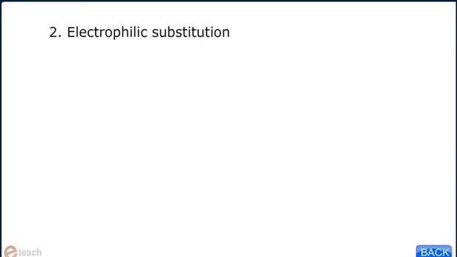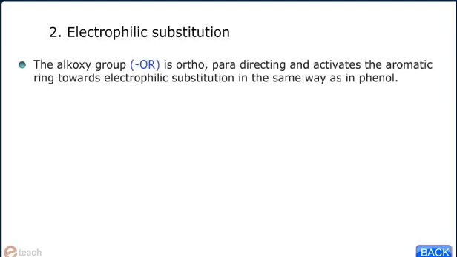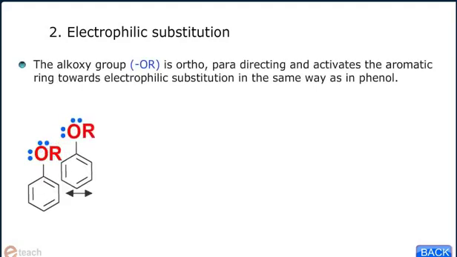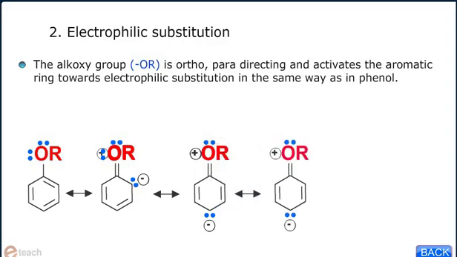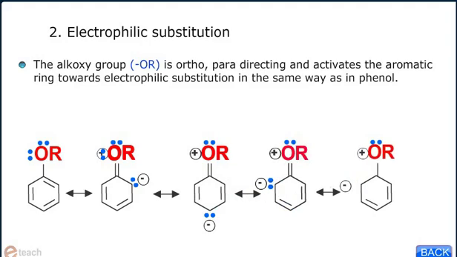The second method is electrophilic substitution. The alkoxy group, that is the OR group, is ortho-para directing and activates the aromatic ring towards electrophilic substitution in the same way as in phenol. The resonating structures of C6H5OR are given as follows.